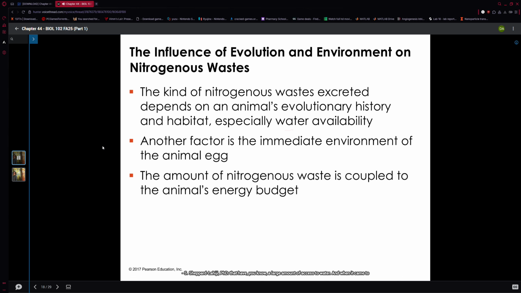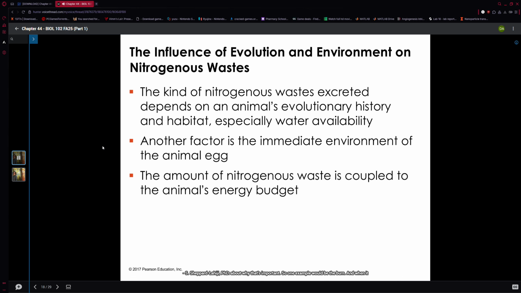And when it came to nitrogenous waste, there had to be a factoring in of energy budget. So how much are we allotting with respect to expenditure of energy towards this process? Ammonia is the least amount of energy expenditure, uric acid the most. Now, something that was not shown within the earlier slide is the immediate environment of the animal egg, and we need to think about why that's important.